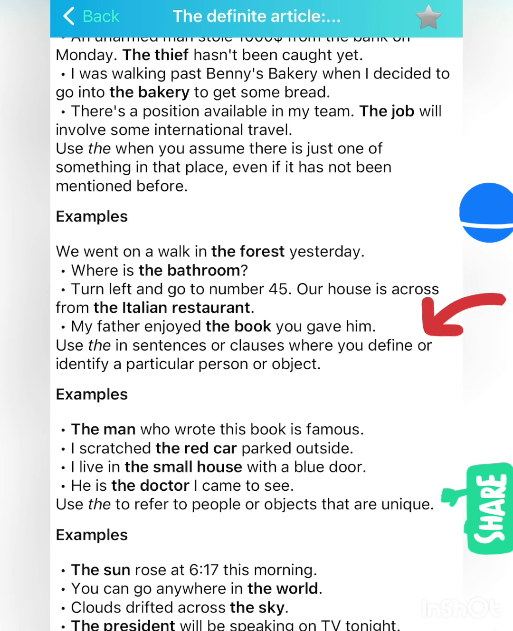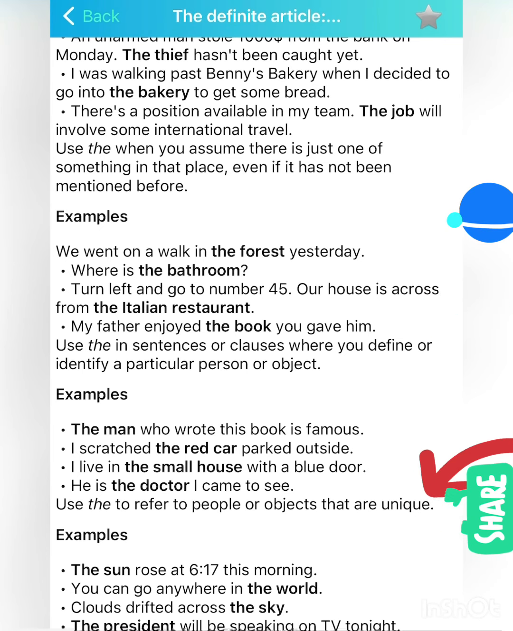Third example, I lived in the small house with a blue door. You're trying to make it so specific that you mention the size of that house and then the color of its door. So that I lived in the small house. So in this situation, you are allowed to use "the". You can use the other examples there.